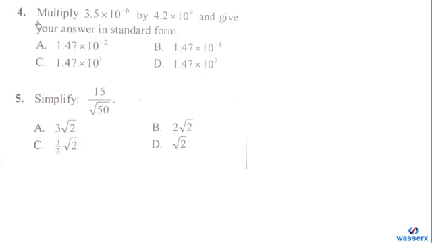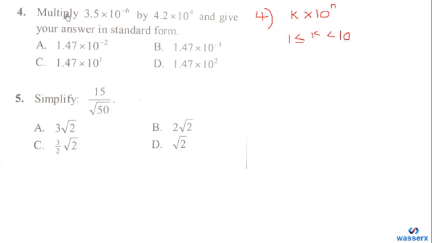Question 4. Multiply 3.5 times 10 exponent negative 6 by 4.2 times 10 exponent 4 and give your answer in standard form. We need to recall the definition for standard form. When we are writing in standard form, we are writing the number in the form k times 10 exponent n, such that k is greater than or equal to 1 but less than 10.